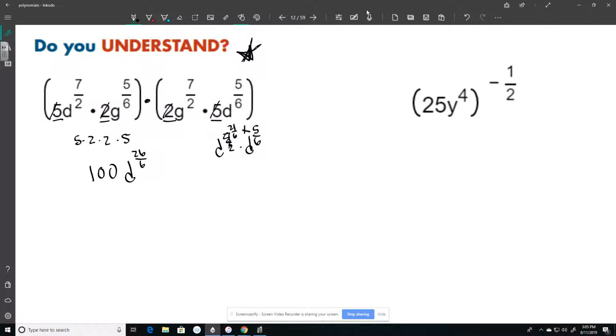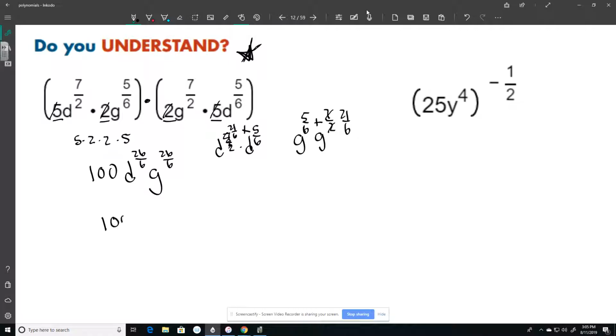And now we've got our G's. I have G to the 5/6. And I have G to the 7/2. And again, I want to add those together. So I've got to change this to 21 over 6. When I add them together, 21 plus 5 means I've got G to the 26 over 6.